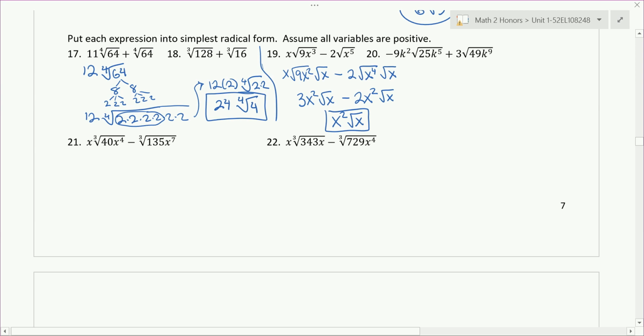21, we've got x times the cube root of 40x to the 4th. For that, we can break down the 40, 4 times 10, 2 times 2 times 2 times 5. We got 3 2's. 135, we got 5 times 27. 27 is 3 times 3 times 3.